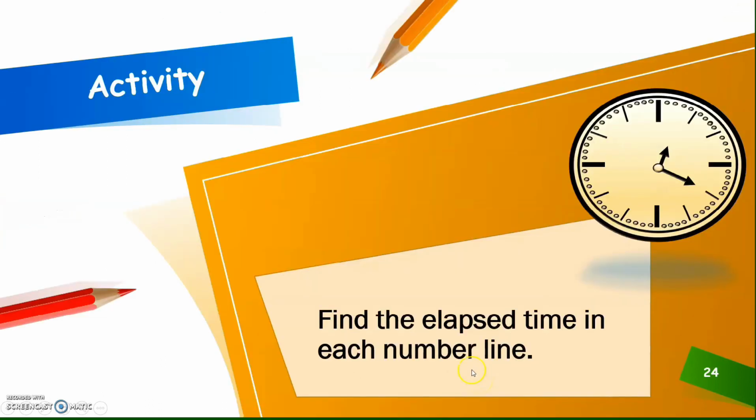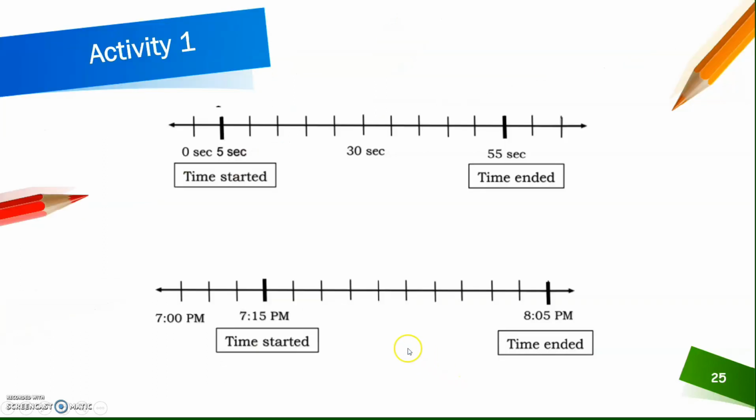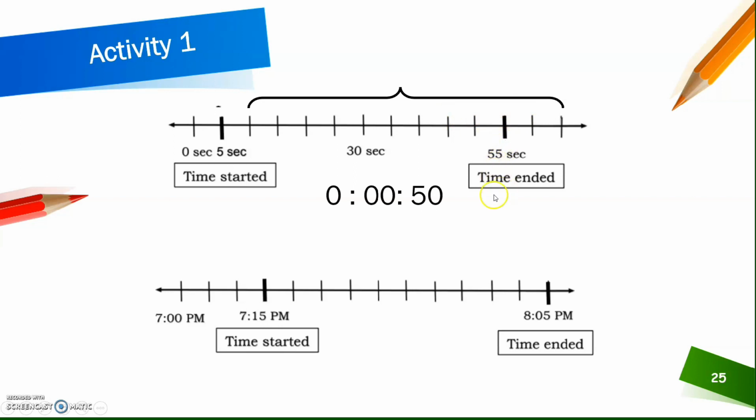Okay? Okay, now let us answer the activity. Find the elapsed time in each number line. Ayan. So, nag-start siya ng 5 seconds, natapos ng 55 seconds. So, what do you think is the elapsed time? So, let's have 5, 10, 15, 20, 25, 30, 35, 40, 45, 50. So, the answer is 50 seconds.